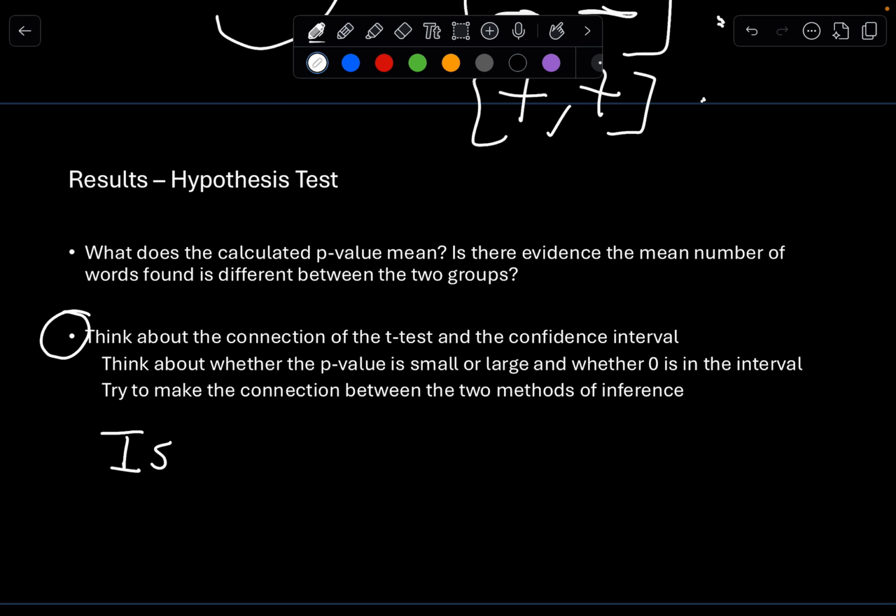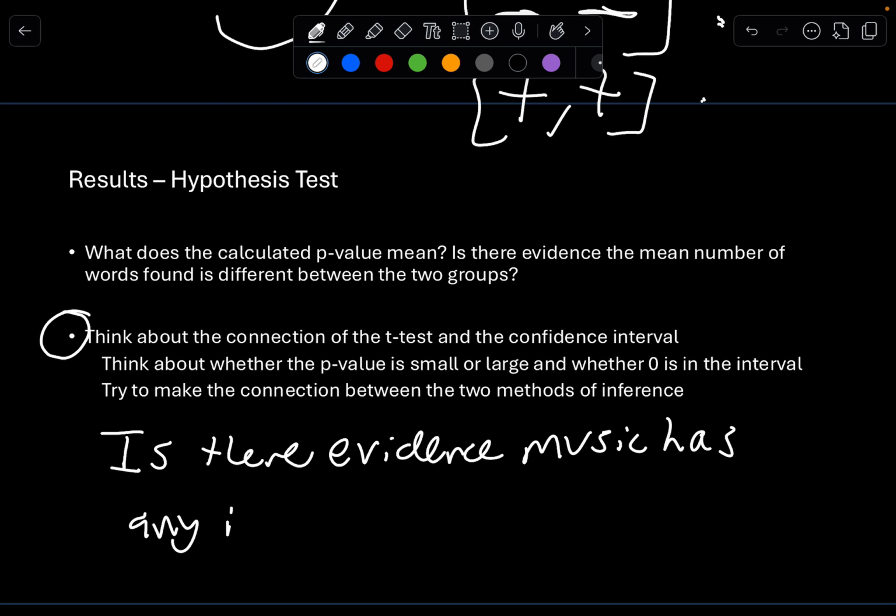Think about, is there evidence music has any impact on the results? That's the point of this lab.